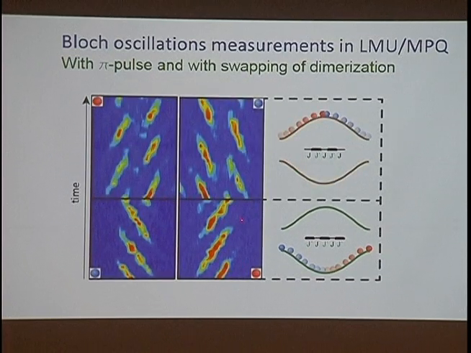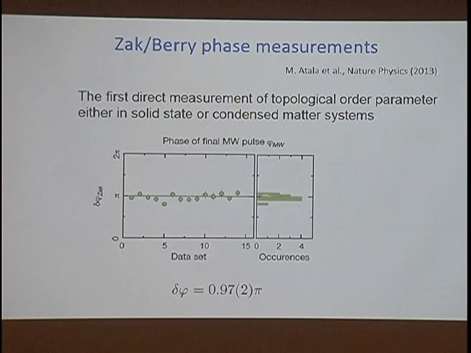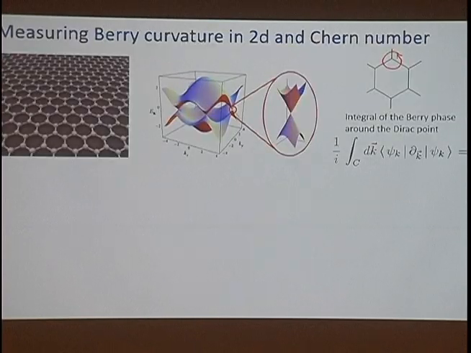This is with swapping, which, as we said, moves atoms to the upper band. And one can compare the phase difference between the two, and we get pi. So this is a direct interferometric measurement of the Zak phase. It's a direct measurement of the topology of the band structure. And this technique can obviously be extended to higher dimensions.